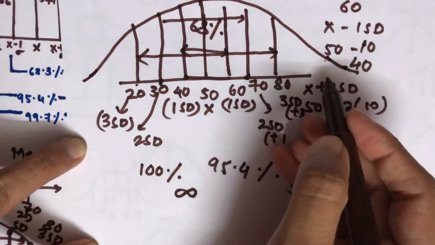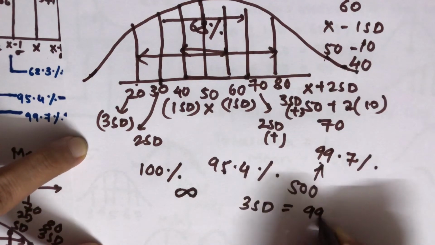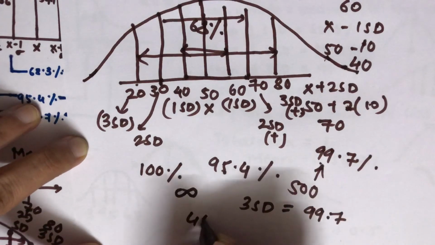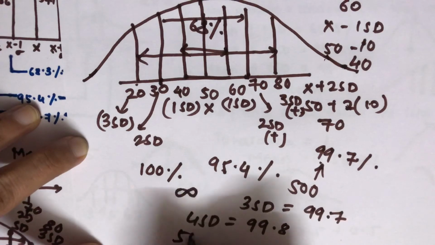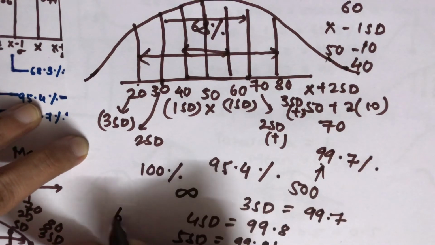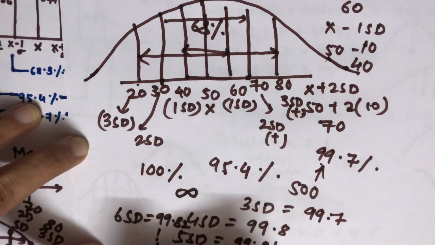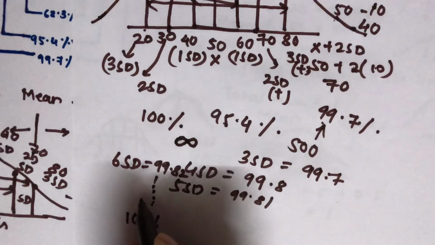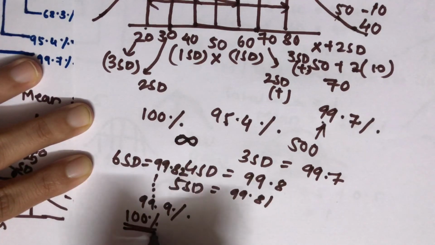That means your 3 SD value was 99.7, so for 4 SD it will be 99.8, for 5 SD it will be 99.81, for 6 SD it will be 99.82, and like this it goes on. You will get even 99.9%, but you will never get 100%.